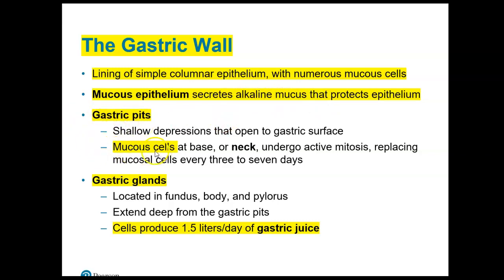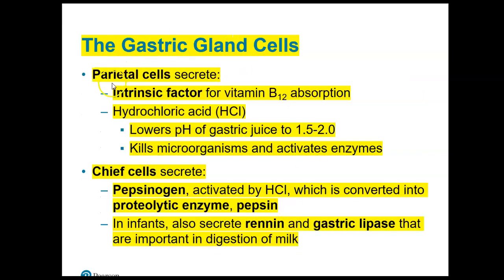The gastric pits contain mucus cells, and the gastric glands produce 1.5 liters per day of gastric juice. And those gastric glands, like we talked about, contain 3 types of cells. The parietal cells secrete intrinsic factor, which is required to absorb vitamin B12, as we talked about before, and also hydrochloric acid. Hydrochloric acid has a couple of functions. It lowers the pH of the gastric juice to anywhere from 1.5 to 2, which is a very strong acid. So very low pH in the stomach.